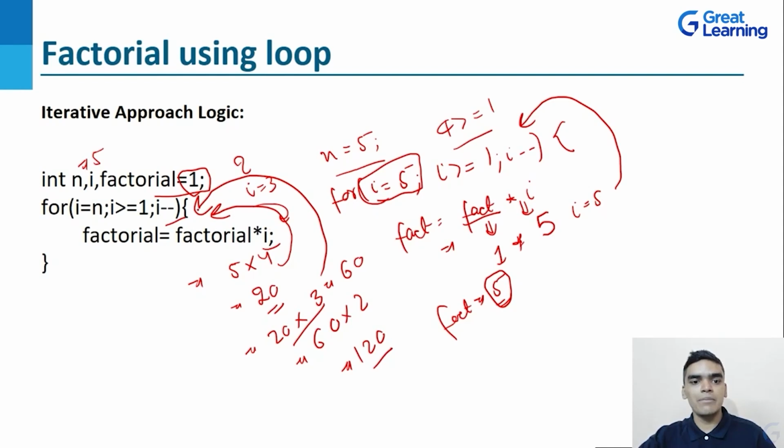Once again it will go for update. So 2 minus 1 is 1. Now it will again check the condition. Is 1 greater than or equal to 1? Yes, 1 is equal to 1. So again it will multiply here.